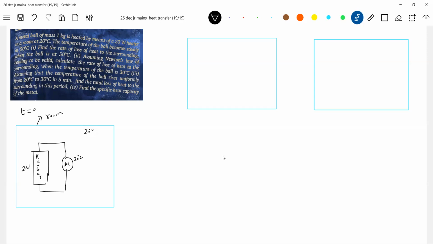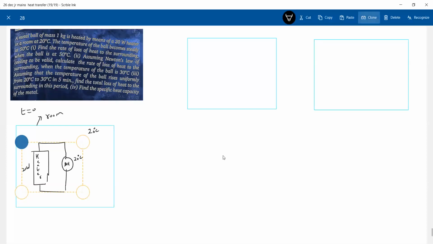Okay, I'll switch on the heater. The ball is heated by means of a 20 watt heater. Mass of the ball is 1 kg. The temperature of the ball becomes steady at 50 degrees Celsius. Temperature of the room will be fixed. I have to write it inside. There's a room, no? It's inside that one. So the same, heater coil.